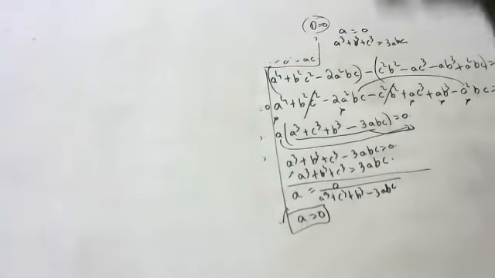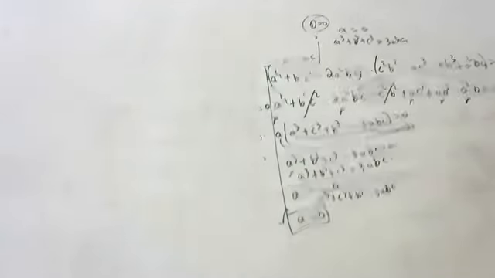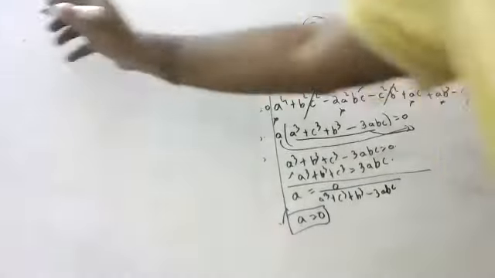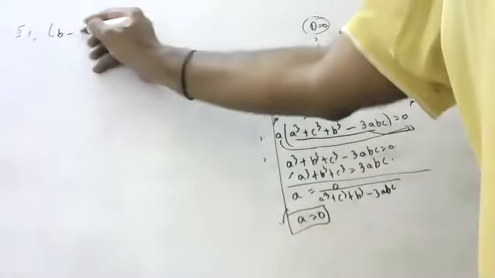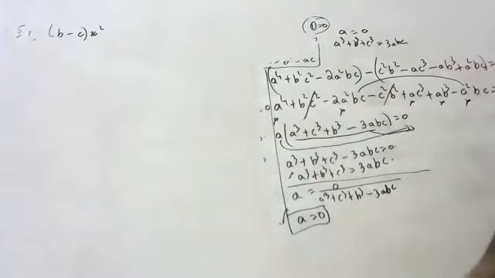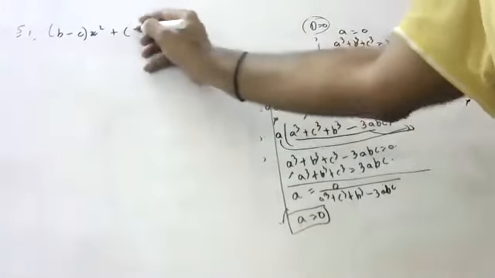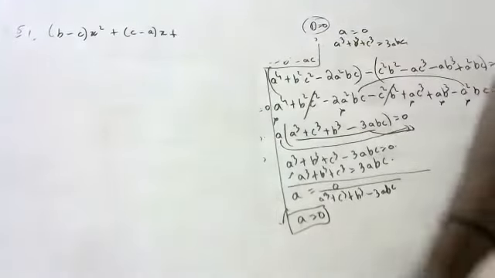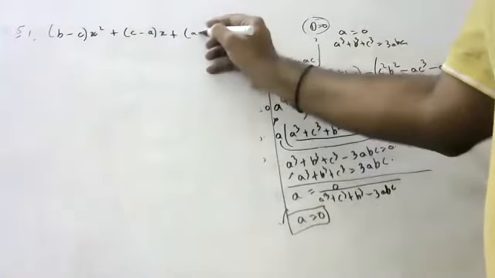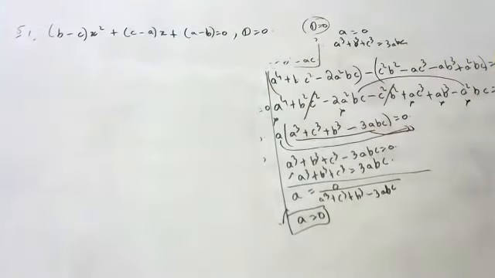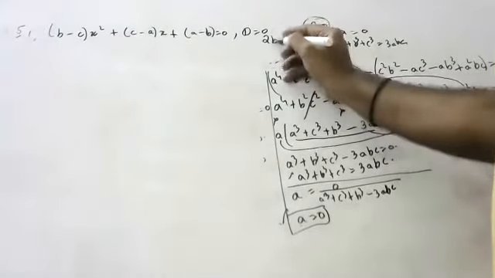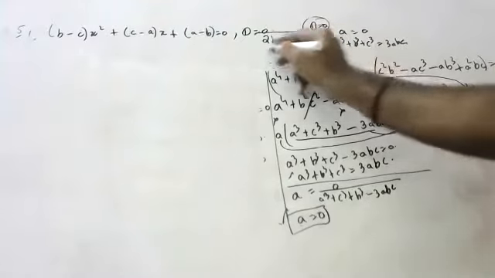One second, children. The question is like this, children. What is the question? B minus C x square plus C minus A x plus A minus B is equal to 0. Same children, equal roots. We have to prove that 2B is equal to A plus C.